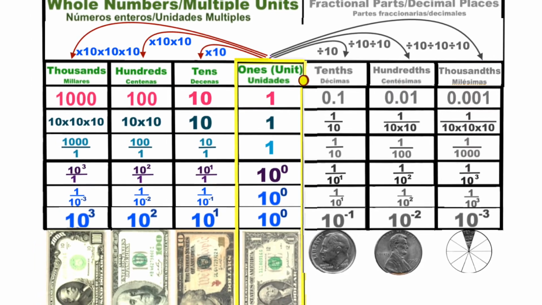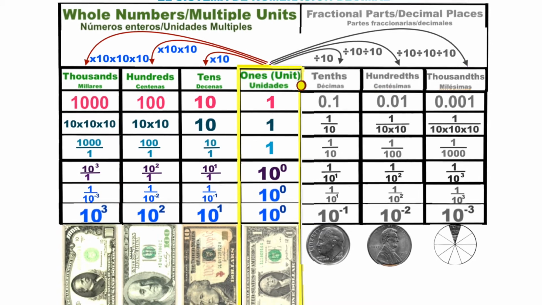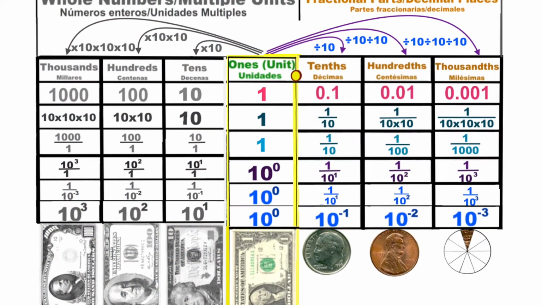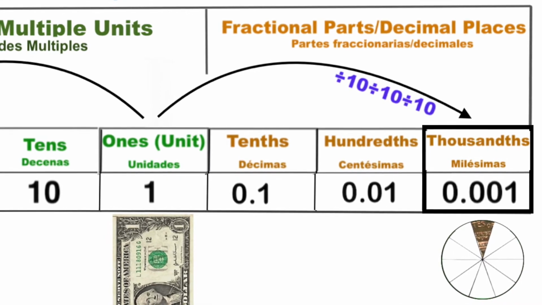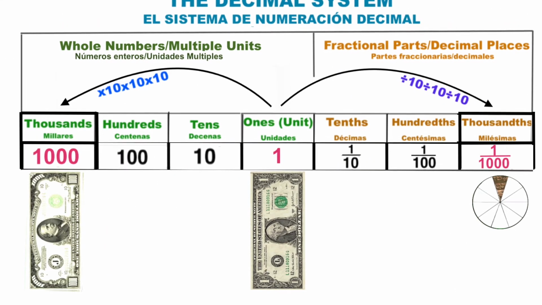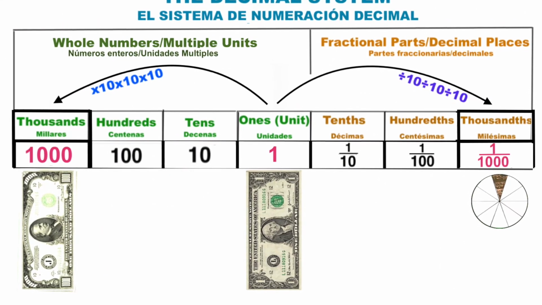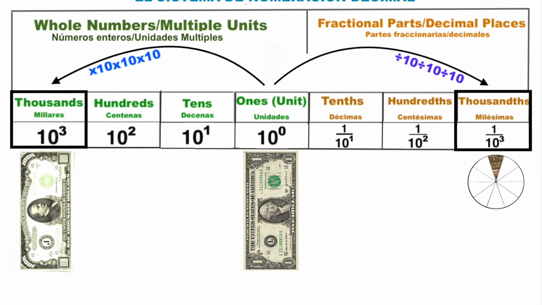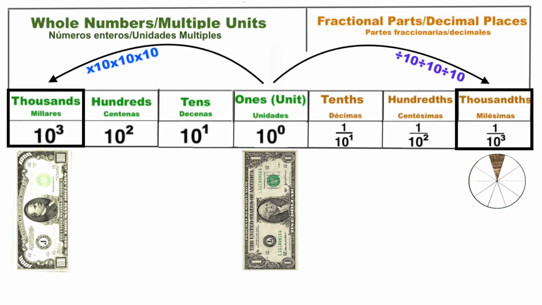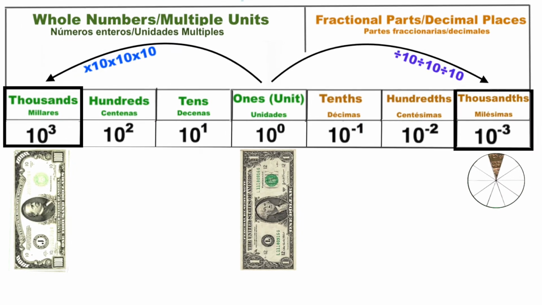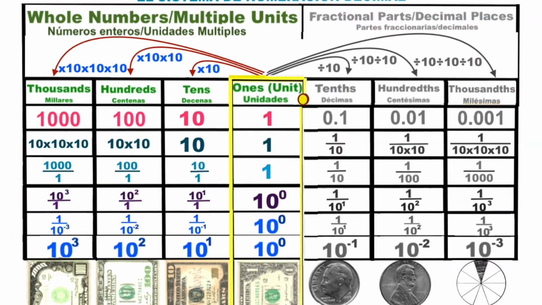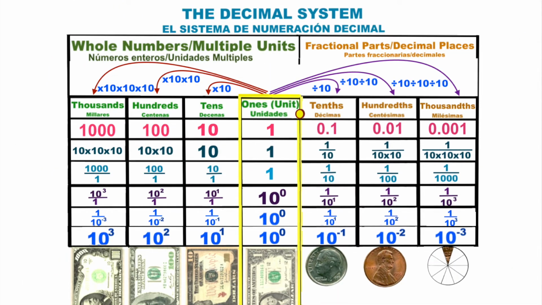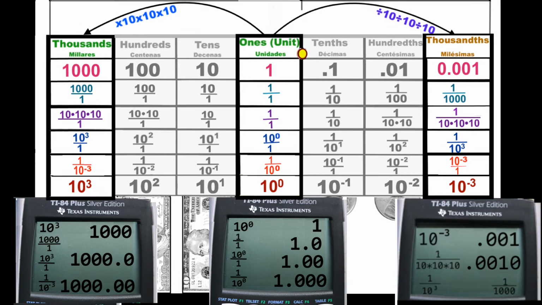3 places to the left of the unit, you will find the thousands. On the right-hand side, you will find the thousandths as a decimal fraction. As a fraction, 1 over 1,000 is 1 over 10 times 10 times 10, or 1 over 10 to the third power. The reciprocal is 10 to the negative 3. Notice the various representations for each of the places.